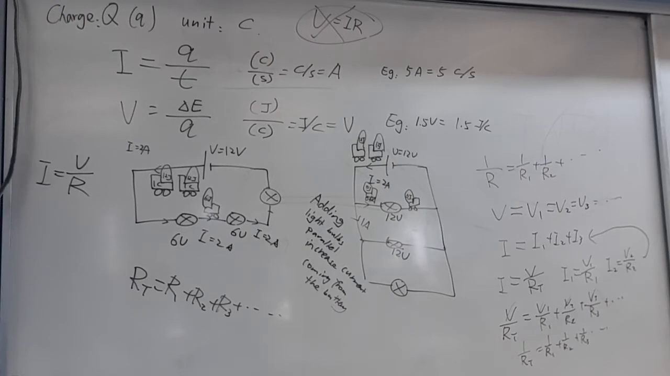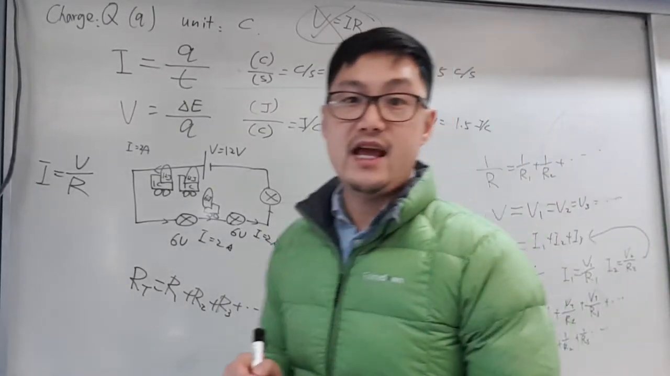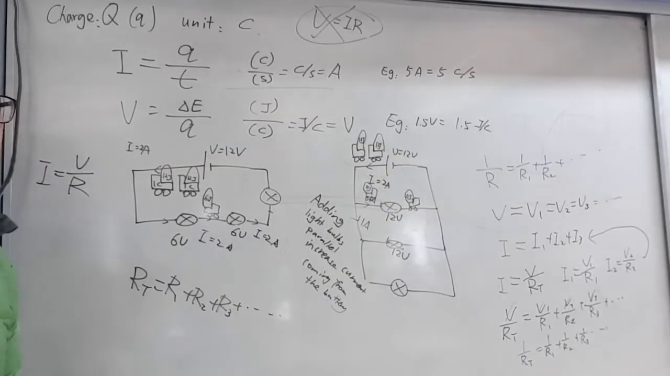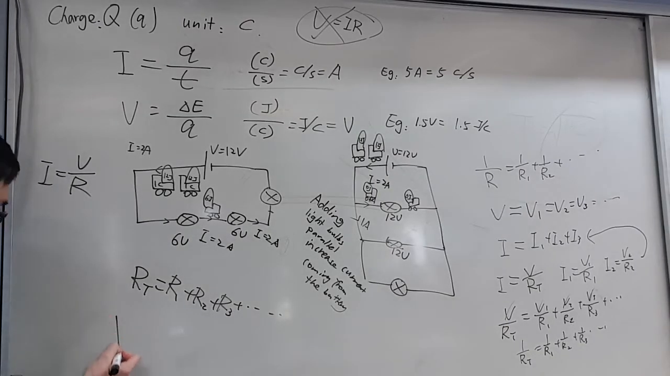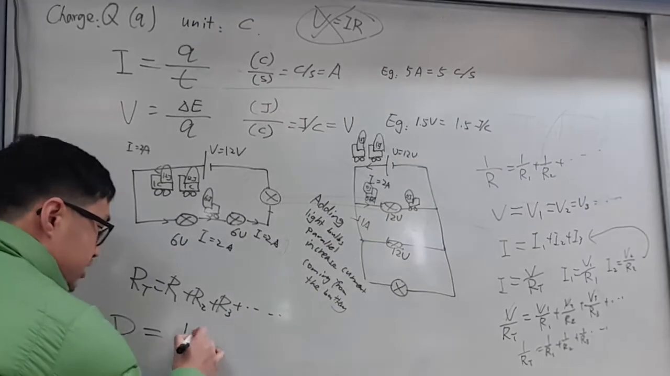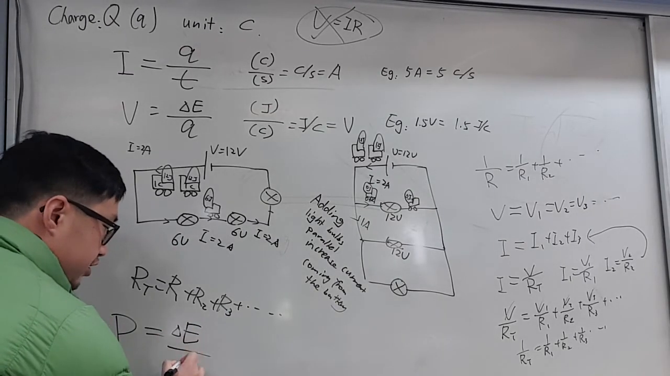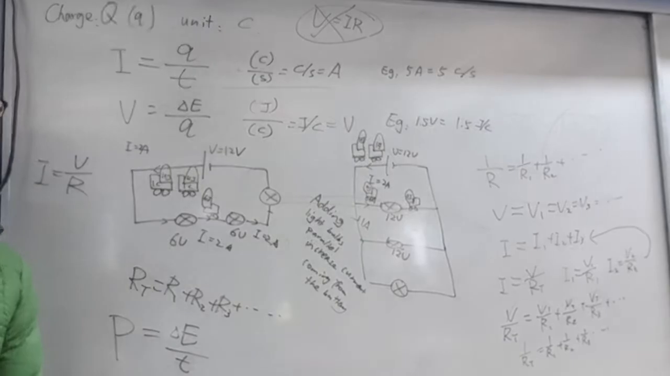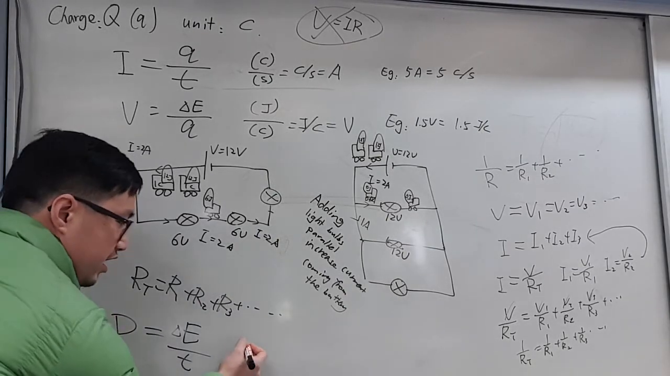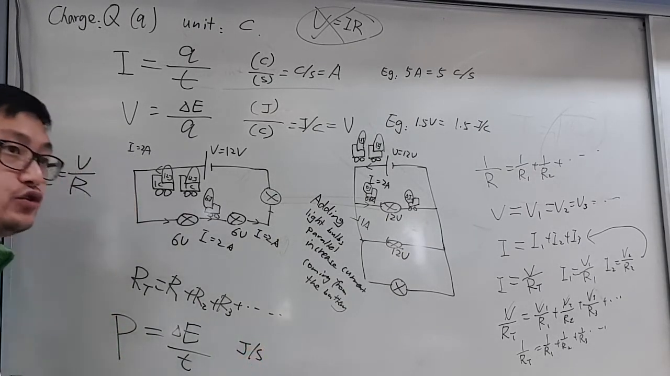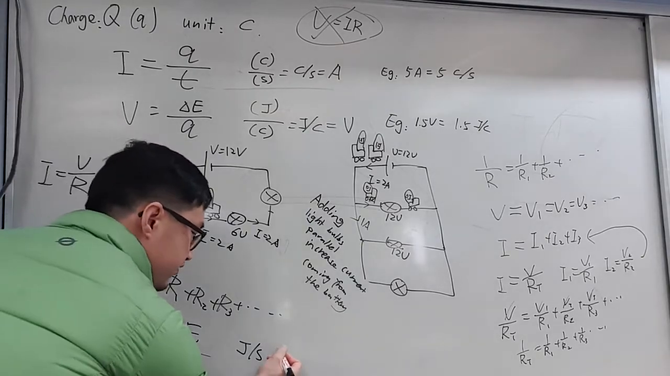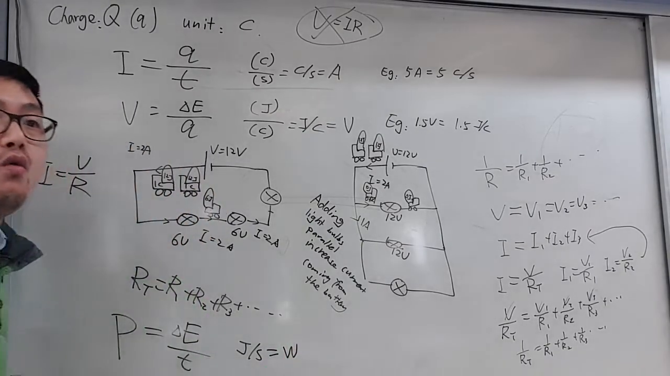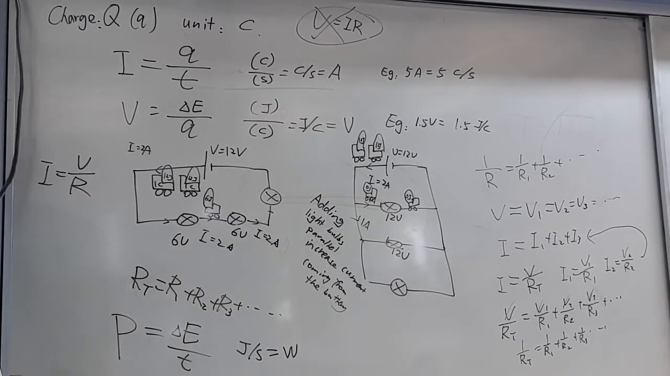Okay, so that's where this equation is coming from. And then the next one is we have one more equation, and the one more equation is power. Power, by definition, is how much energy is changed per unit time, right? So the unit of power is joule divided by second, joule per second. But joule per second, we give a new name, we call it watt, right?